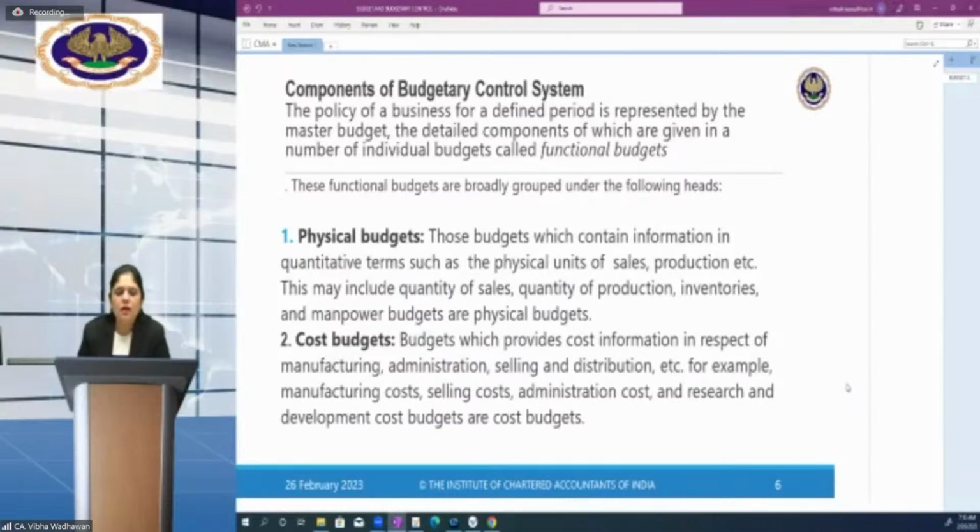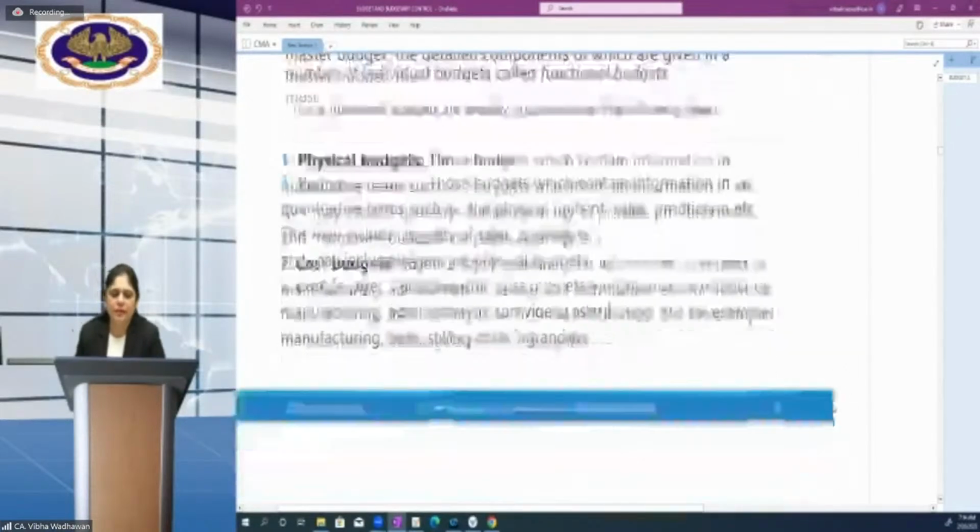All right. Cost budgets, which provide cost information in respect of manufacturing, administration, selling, and distribution. So how much administration cost is expected in the next year, how much manufacturing cost or selling and distribution cost is expected to be incurred next year. So it's the cost or the overhead budgets: manufacturing cost, selling cost, administration cost, research and development cost. These are all the cost budgets, which will give you the projected cost for that particular given period of time.